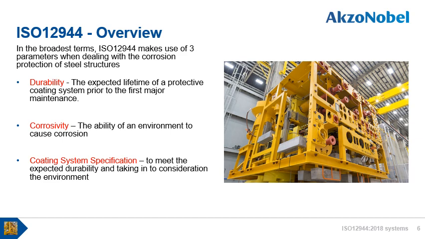Corrosivity, the ability of an environment to cause corrosion, and the standard classifies environments into categories based on their potential to cause corrosion to unprotected steel. Coating system specification. The standard provides a guideline in selecting paint systems that will provide protection to meet the expected durability given the corrosivity of the environment. Each of the above parameters have had some significant changes to them in the latest revision of the standard, and that is what we will be covering in greater depth in the next section.